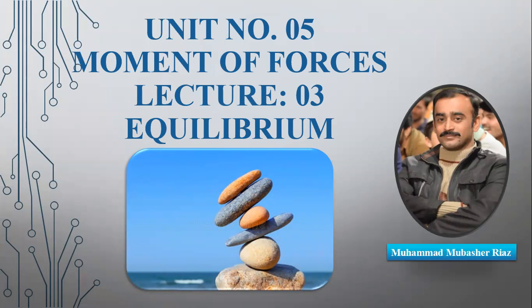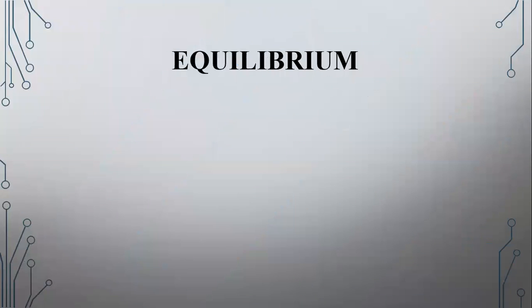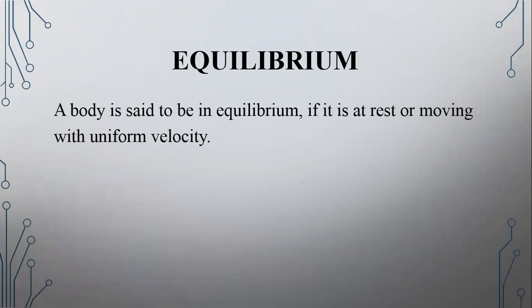So in this topic, we'll discuss what is meant by equilibrium, conditions for equilibrium, and how many states of equilibrium are there. So what is equilibrium? Equilibrium: a body is said to be in equilibrium if it is at rest or moving with uniform velocity.